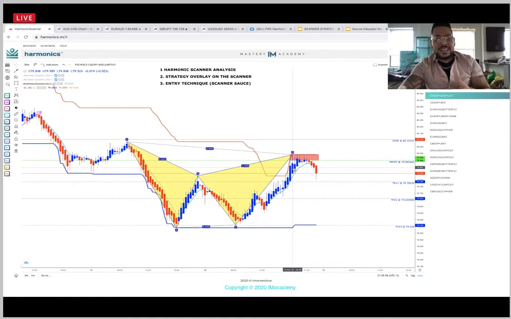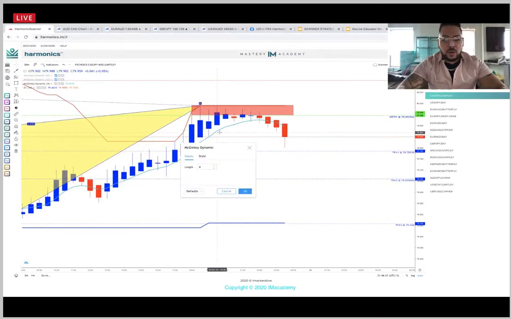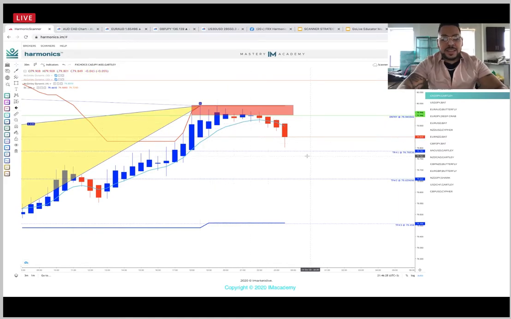Now, the McGinley is a lot like an EMA, right? The DC is like a Bollinger Band, but for me, it's better. The McGinley is like an EMA, but for me, it's better. The McGinley dynamic has fewer whipsaws. It rides closer to price. It gives you a more accurate and an early reading on price. So we're going to come in here and we're going to look. This blue band right over here is the 4 McGinley dynamic. Okay, that is the thickest. This is the 4 McGinley dynamic.